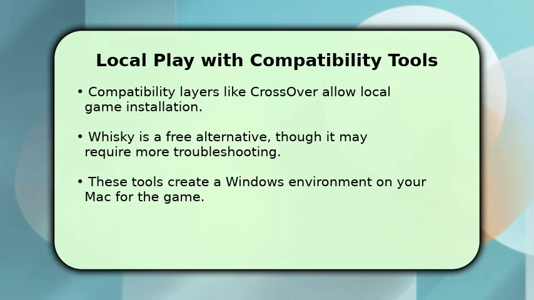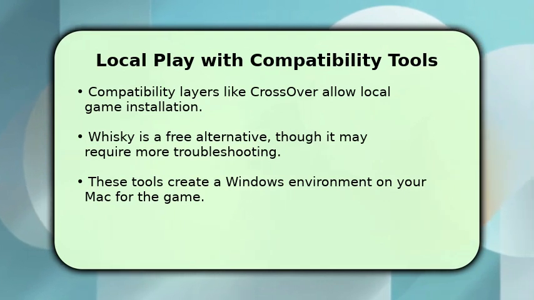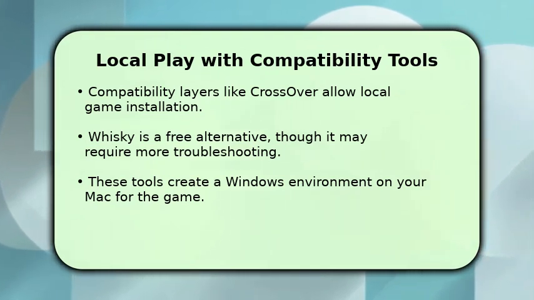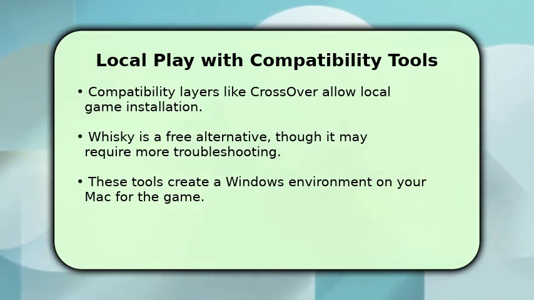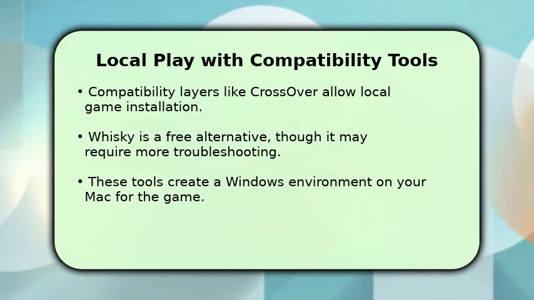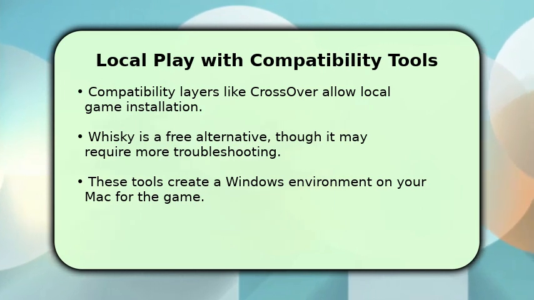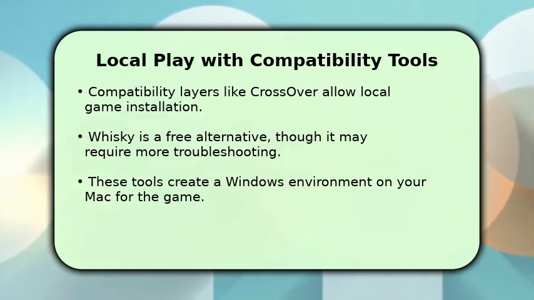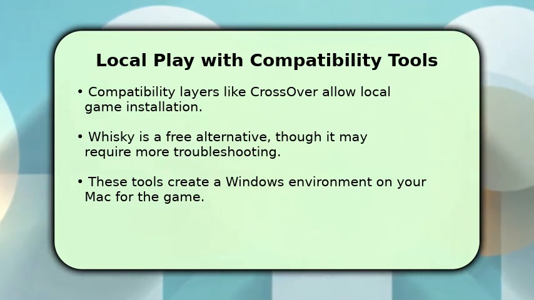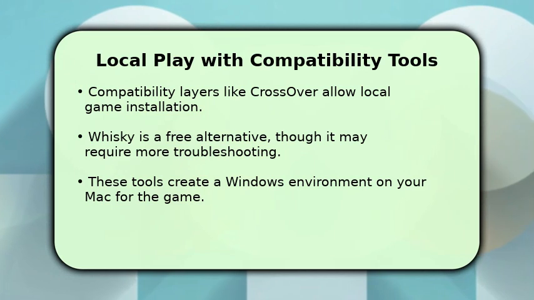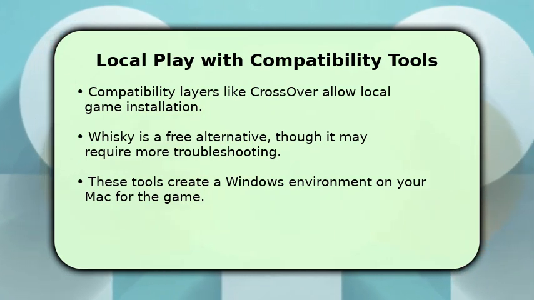If you prefer to run the game locally, compatibility layers are a great option. Tools such as Crossover create a virtual Windows environment on your Mac, allowing you to install and play the PC version of Peak directly. While Crossover offers strong performance, especially on Apple Silicon Macs, a free alternative called Whiskey is also available, though it might require a bit more setup and troubleshooting.